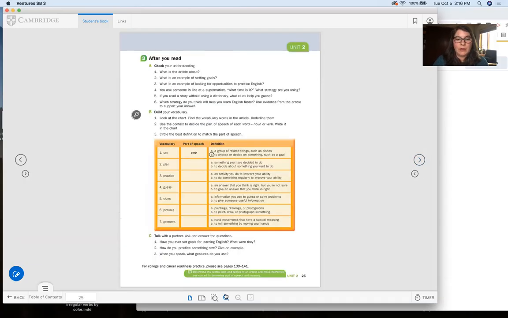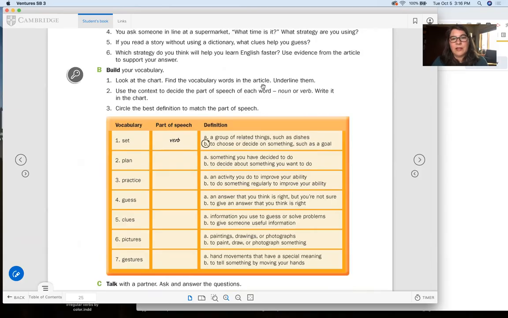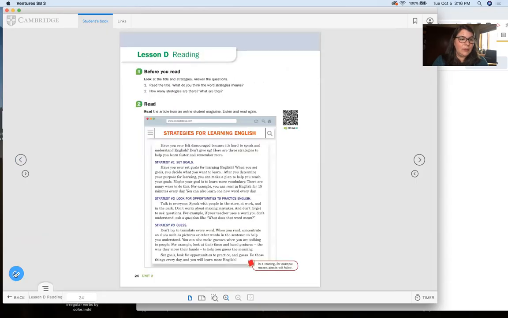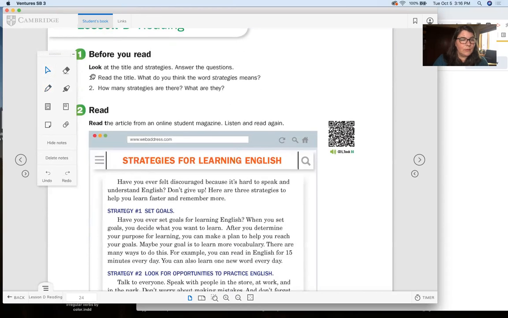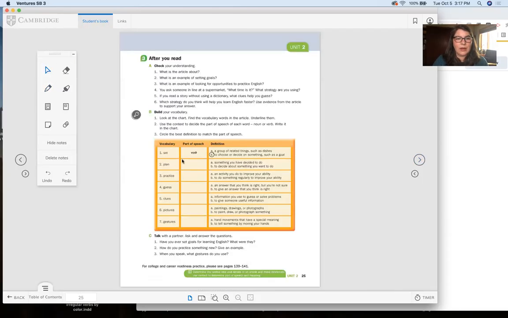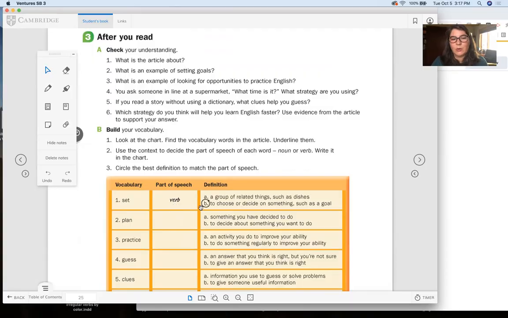So for example, the first word here, it says, look at the chart, find the words in the article and underline them. So if you want to, you can do this first. Set, look in the book, and right here, set goals, okay? Have you ever set goals for learning English? So have you set goals right here? That is the verb. Have you set goals? It means to choose or decide on something.